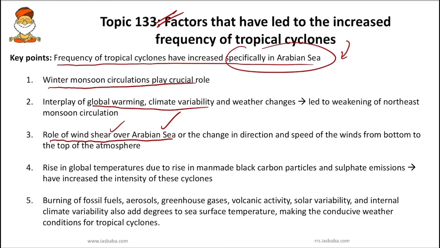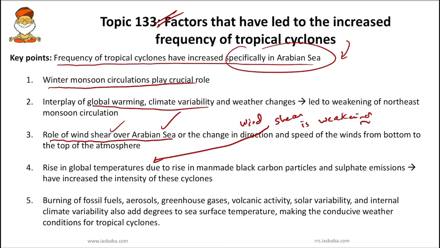So we have to know the wind shear is weakening, and the major reason for this is the rise of global temperature, and also the increasing carbon dioxide in the atmosphere.